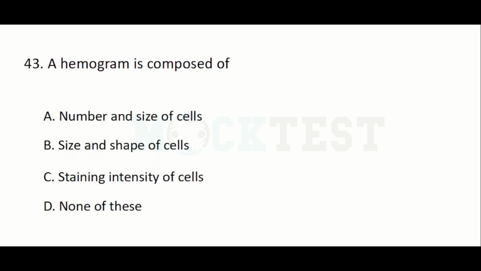A hemogram is composed of option A number and size of cells, B size and shape of cells, C staining intensity of cells, option D none of these. A hemogram is composed of number and size of cells.